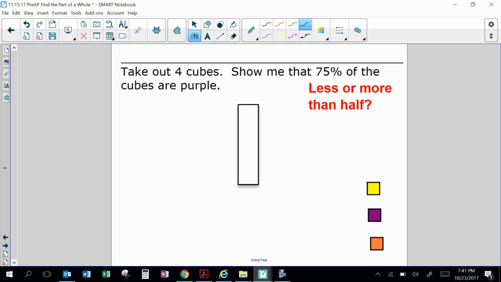So now that we have that, and you understand that, you are going to be practicing more with cubes on your own. You're going to take out 4 cubes. Show me that 75% of the cubes are purple. Can you show me that?